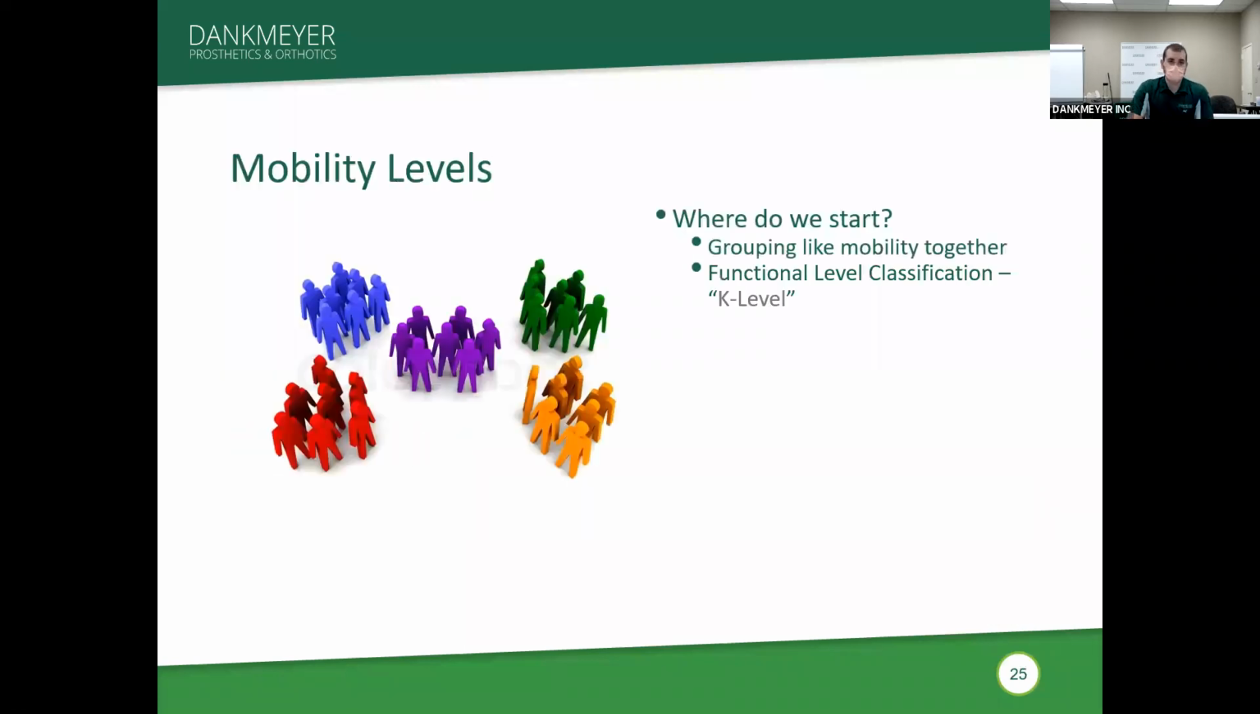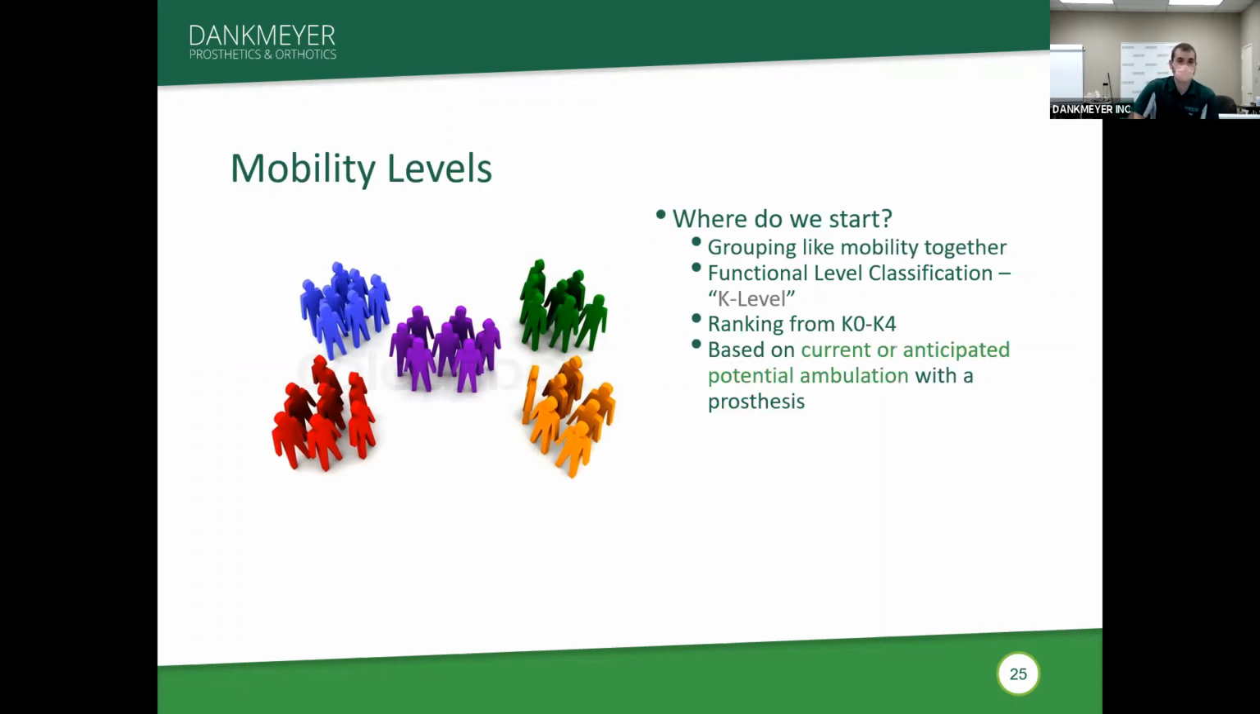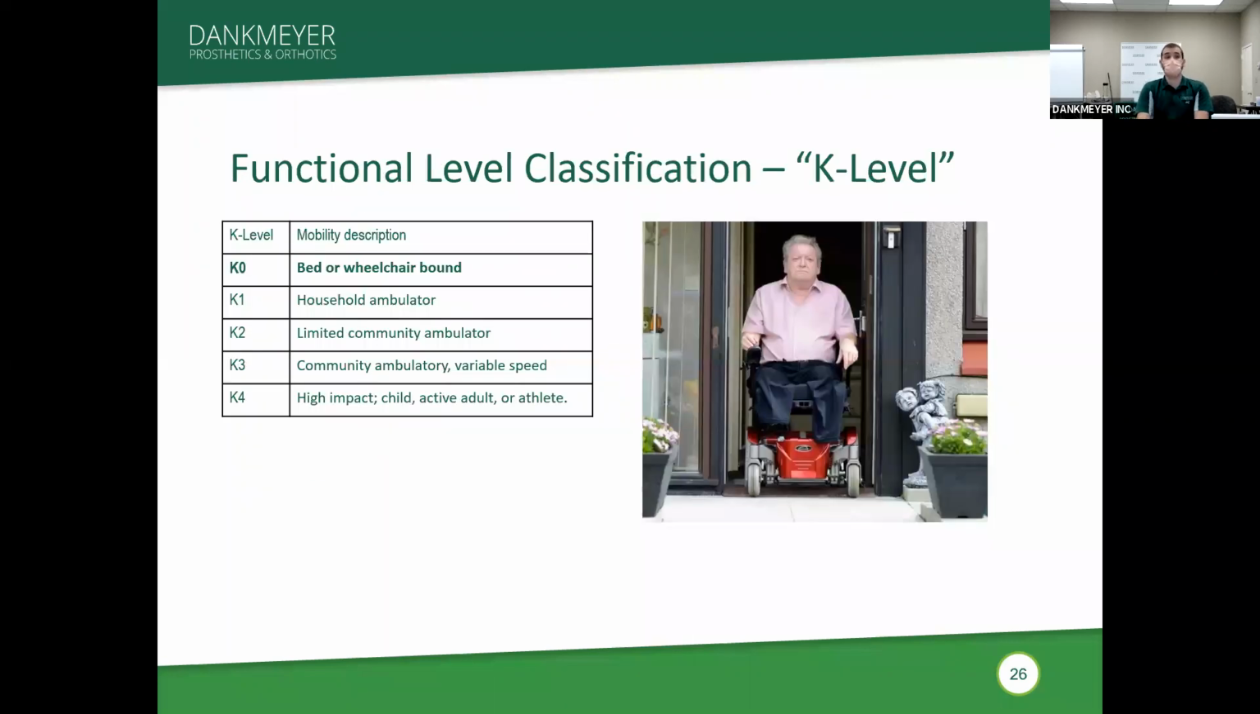All right, mobility levels, the infamous K levels that plague everyone. They are useful. They certainly are helpful. It gives us a way of grouping patients into various functional levels. And it's based on their current or anticipated potential for ambulation with the prosthesis. It ranges from K0 to K4.